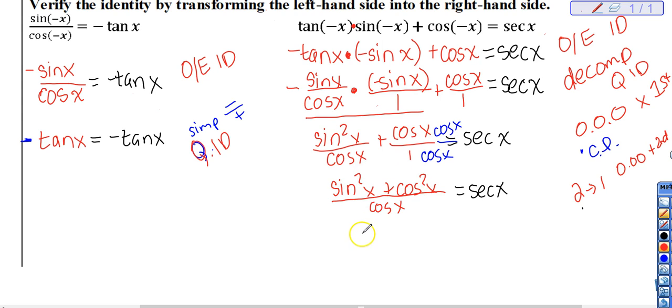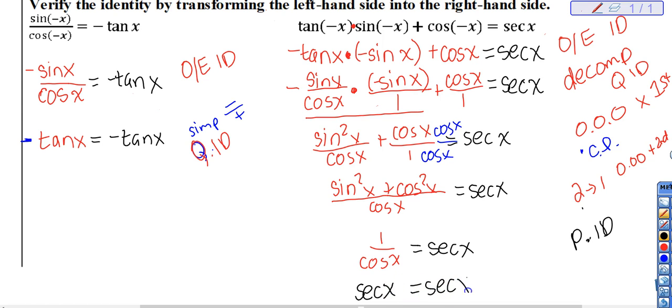Look. Pythagorean identity. Sine squared x plus cosine squared x equals 1 over cosine x. This should become really apparent now that this is a true statement. So we used a Pythagorean identity there. And lastly, what do we know? 1 over cosine is equivalent to secant of x, equals secant of x, through what? Reciprocal identity. And there it is.